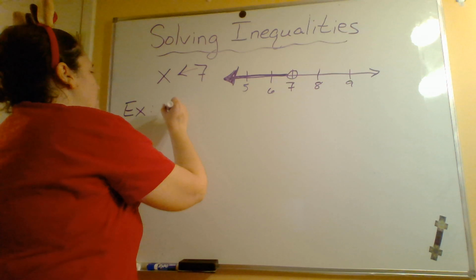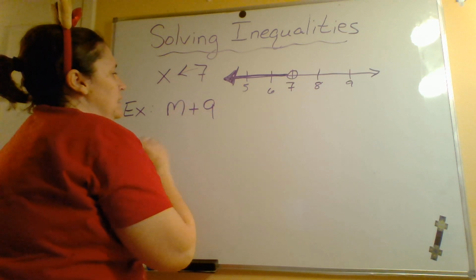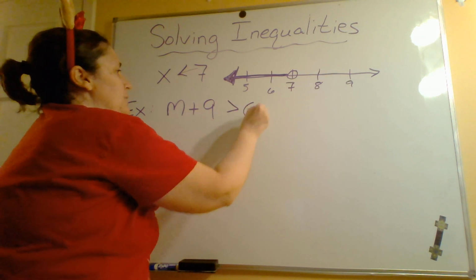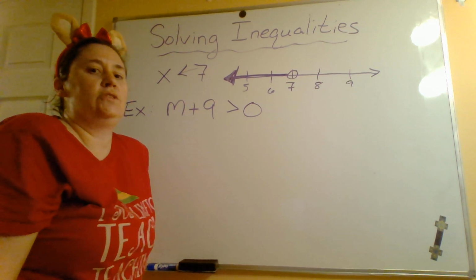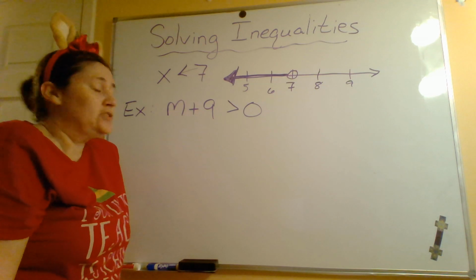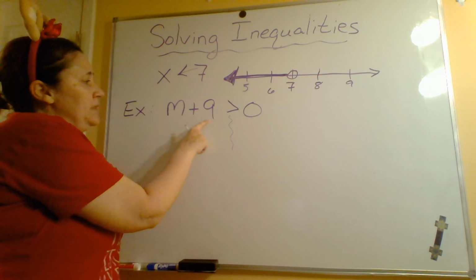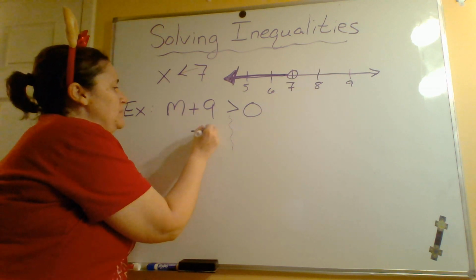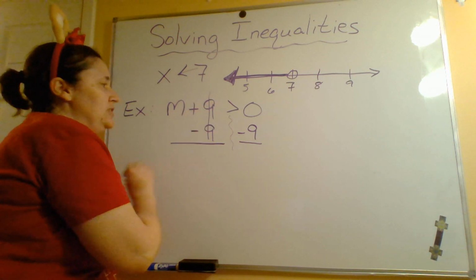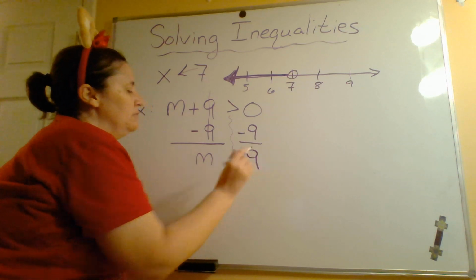Let's say we have m plus 9 is greater than 0. m plus 9 is greater than 0. Before we can graph this, we have to solve it. We have to get the variable all by itself. Here's my variable. They're adding 9. I have to do the opposite and subtract 9 from both sides. The 9's cross off. I get m on the left. I get negative 9 on the right.